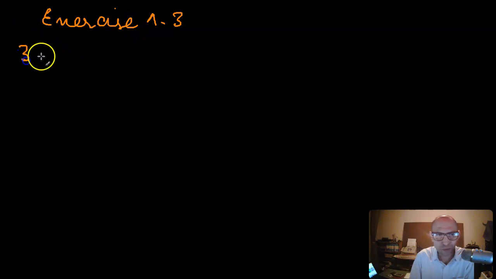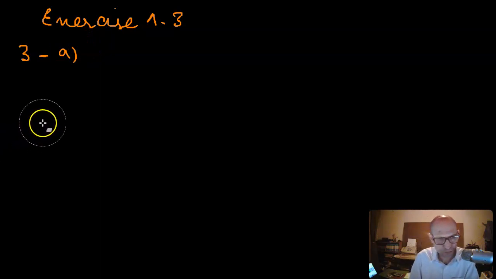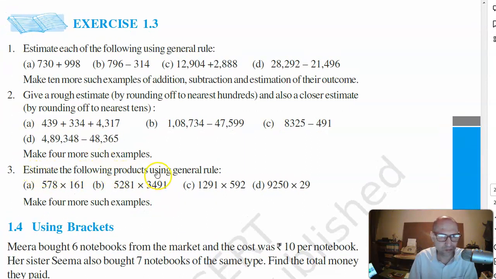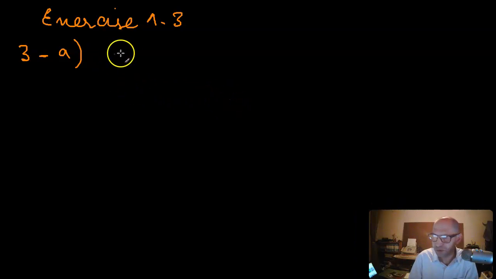Now the next question that we have here is exercise 1.3, question number 3, part A. The question is as follows: estimate the following products using the general rule. So you want to use the general rule in order to do these products, meaning multiplication. The first question is 571 times 161.